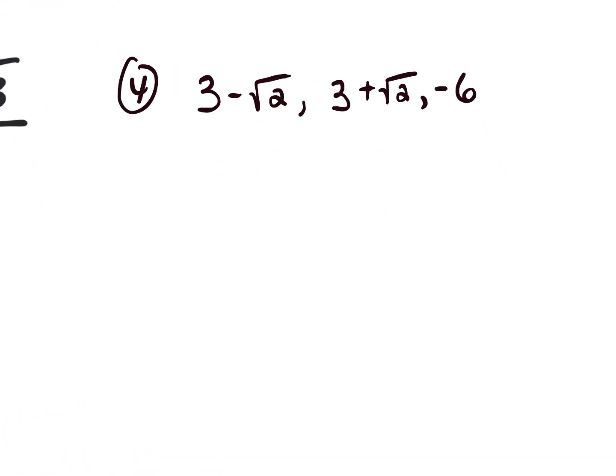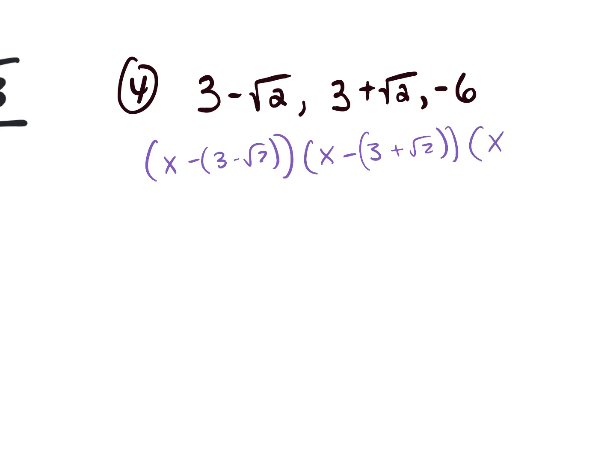So looking at number 4. We do the same steps, so I'm going to put them into my factors. So I have x minus 3 minus square root 2. Then I have x minus 3 plus square root 2. I'm going to put those in parentheses. And then I have x minus negative 6. So it's always x minus whatever your number is, because that's how we change the signs. It's x minus, the signs get flipped.